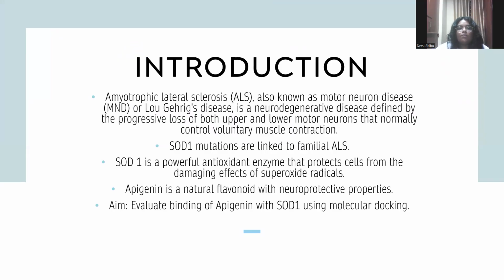So, what is ALS? ALS, as I said, is amyotrophic lateral sclerosis, which is also known as motor neuron disease or Lou Gehrig's disease. It is a neurodegenerative disease that causes progressive loss of motor neurons, which control voluntary muscle contractions. We know from several studies that SOD1 mutations are linked to familial ALS.